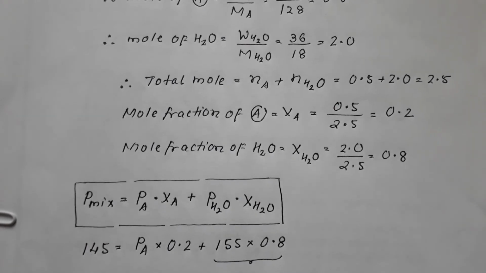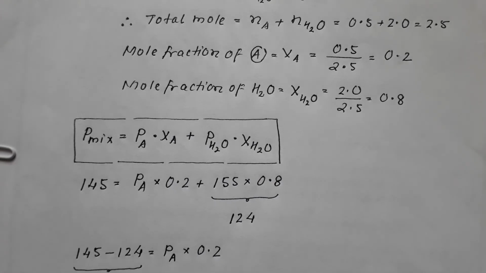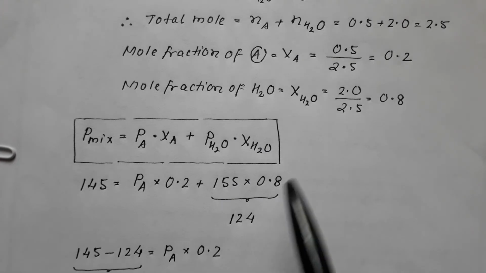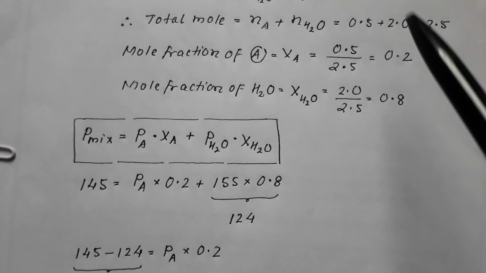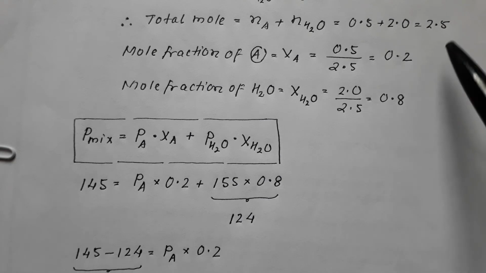The total mole is 2.5. Now let us convert this mole into vapor pressure. Before proceeding to calculation of vapor pressure, let us first calculate the mole fraction. So what we have done? We have first converted the weight into mole. Mole of A we have calculated 0.5, mole of water we have calculated 2. The total mole is 2.5.